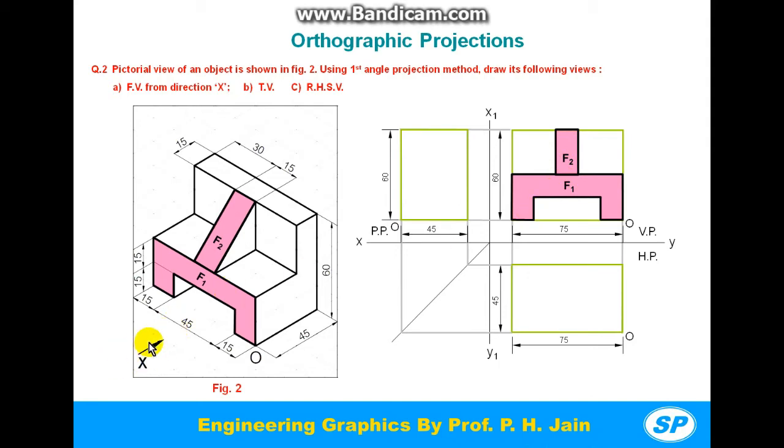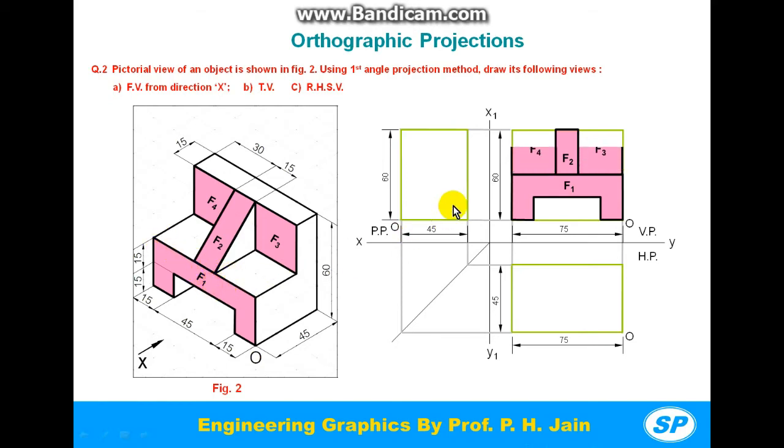Now again look at the object from front direction X. You will see two faces, two vertical faces F3 and F4, and the bottom edges of this F3 and F4 are at the same level as the top edge of the F1 face.